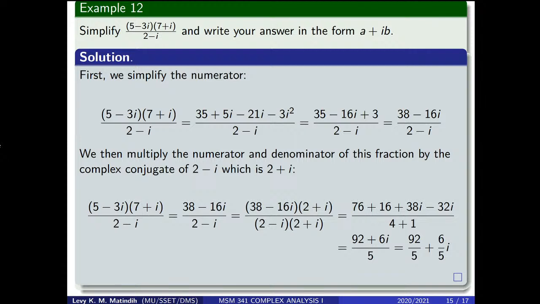Then after simplifying both the numerator and the denominator, we simplify these products. What we are going to get is 92 plus 6i divided by 5. Then we split this to give us 92 over 5 plus 6 over 5 i. So this expression is in the form a plus ib, where a is 92 over 5 and b is 6 over 5. So this is all about complex numbers simplification with respect to the algebraic operations on complex numbers.